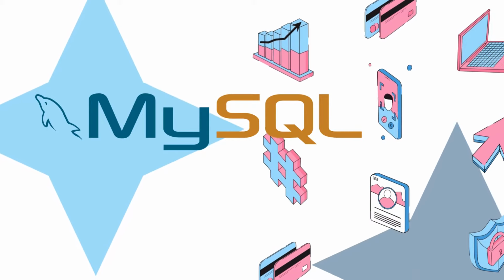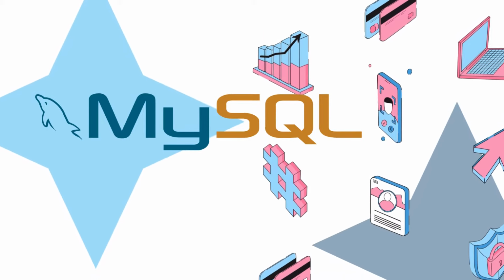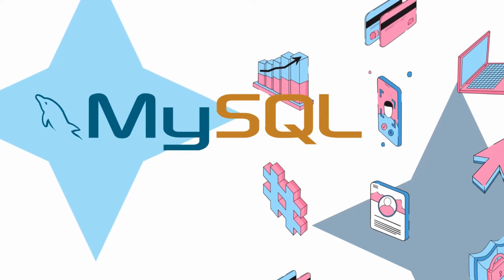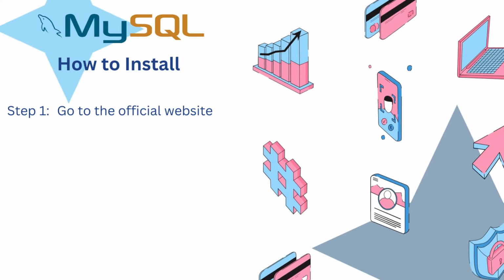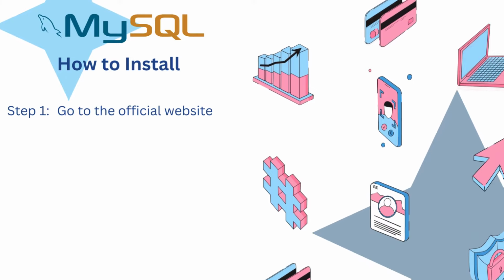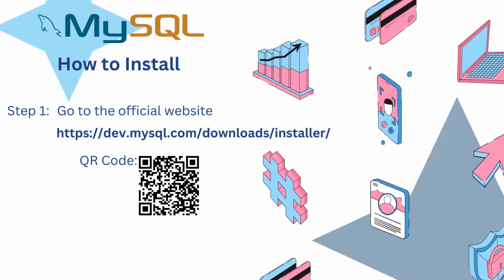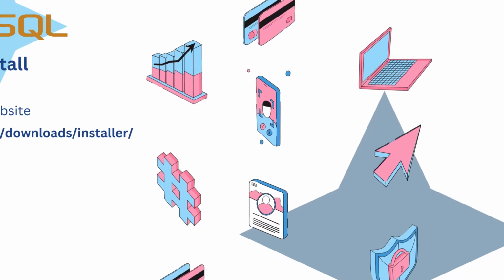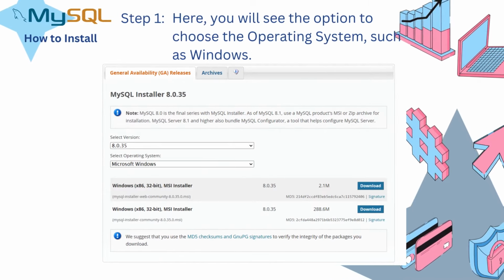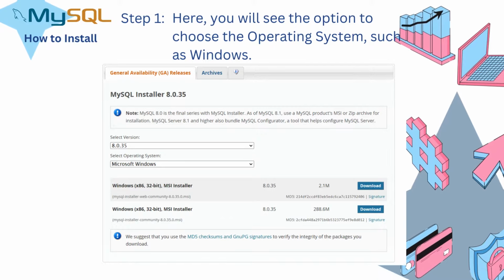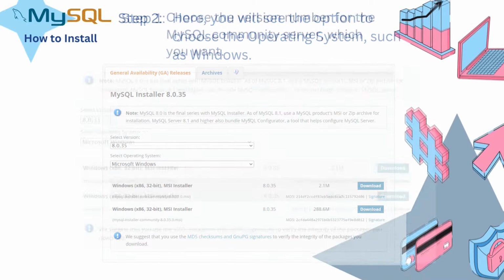Hello, today you will learn how to download MySQL. To download MySQL, follow these steps. Step 1. Go to the official website of MySQL. You can see the link and QR code on the screen. Download the Community Server Edition software.